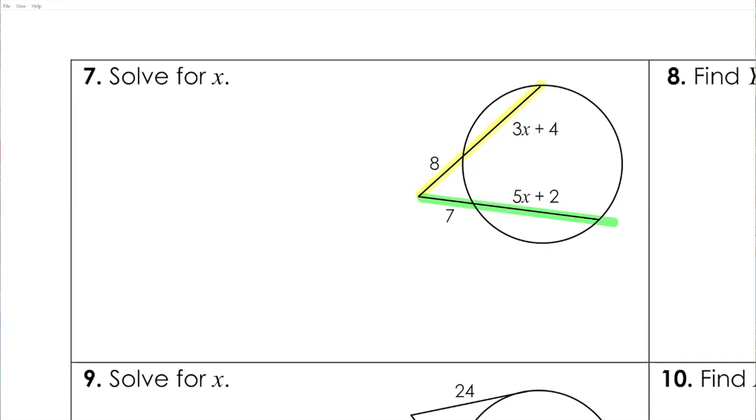Exterior intersection for a secant is what's outside times the whole length of the line. So what's outside is 8, and then the whole line is 8 plus 3x plus 4. Same thing for the green. The outside is 7, and then the whole line is 7 plus 5x plus 2.